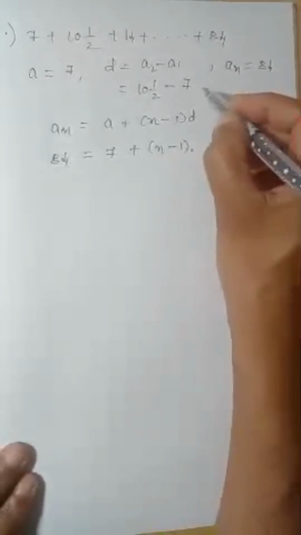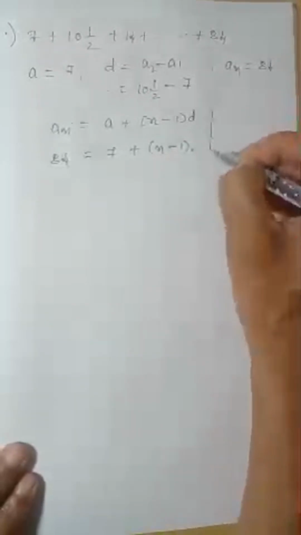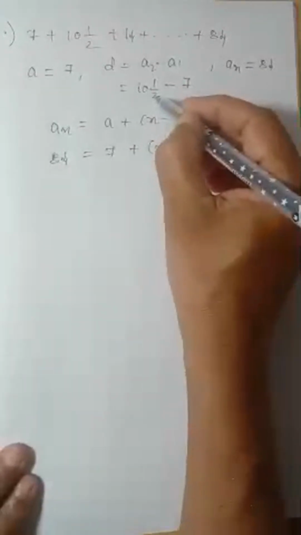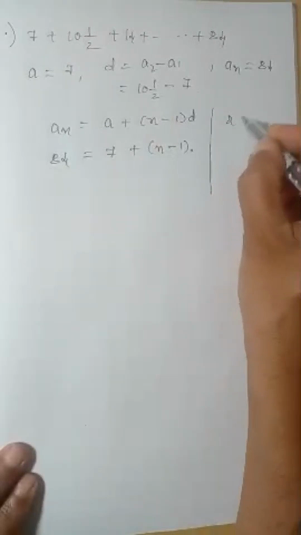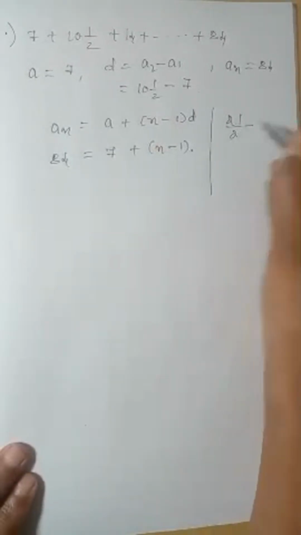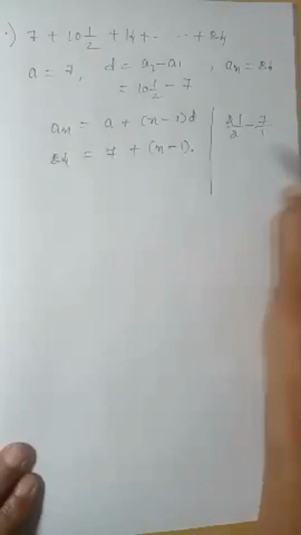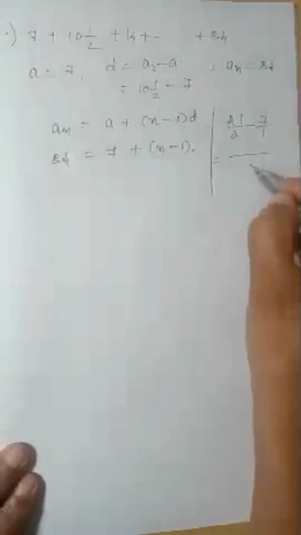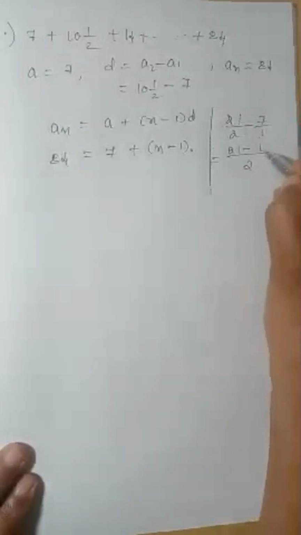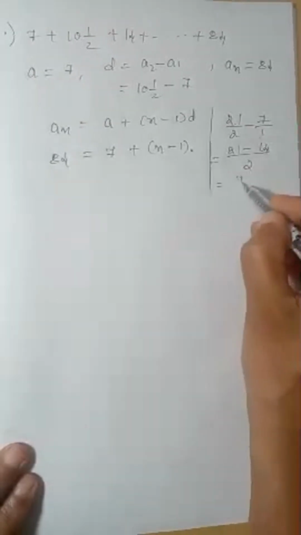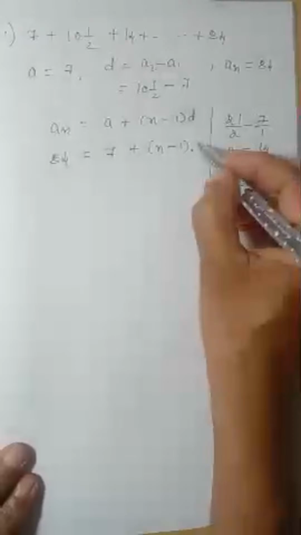You have to simplify that one. The common difference is an improper fraction: 21 by 2 minus 7. Here 7 is the same as 7 by 1. The LCM is 2. 21 ones are 21, minus 2 sevens are 14. The difference is 7 by 2. So d is 7 by 2.